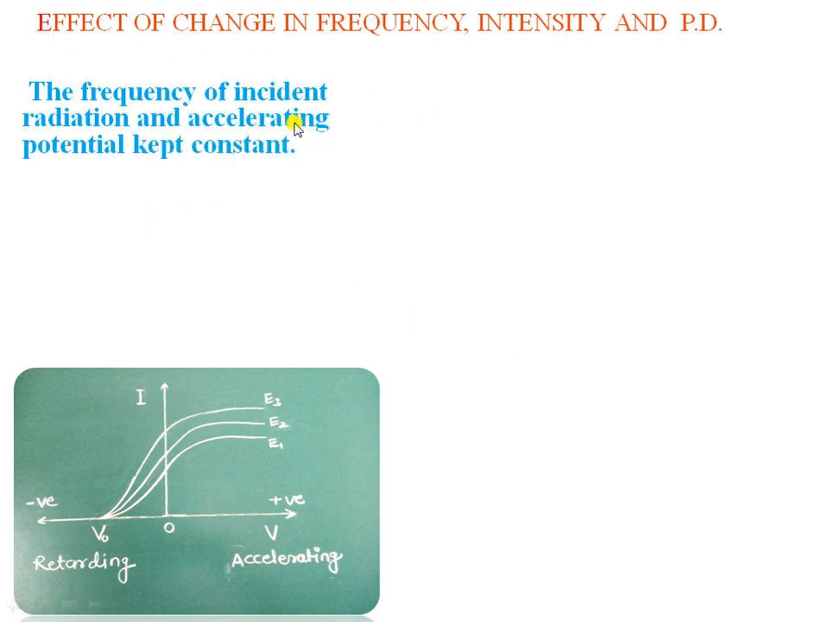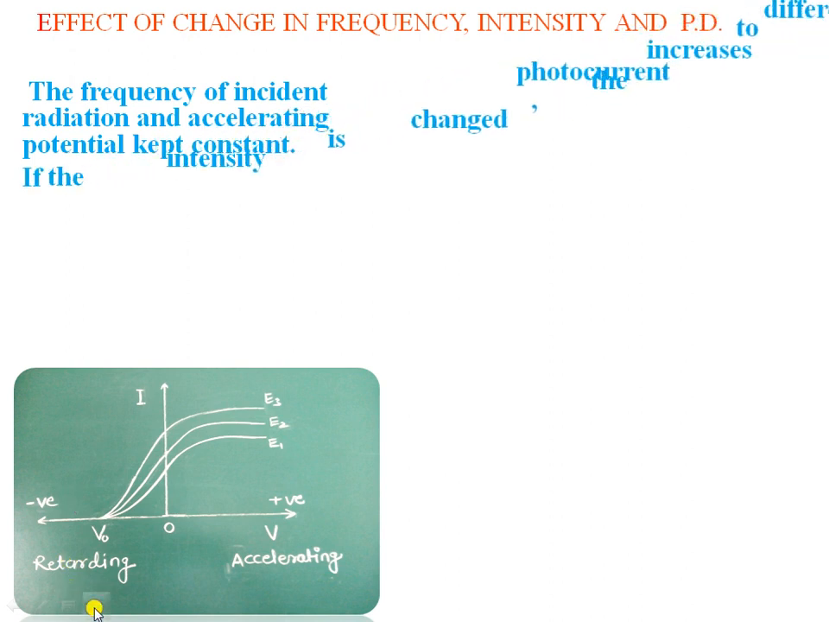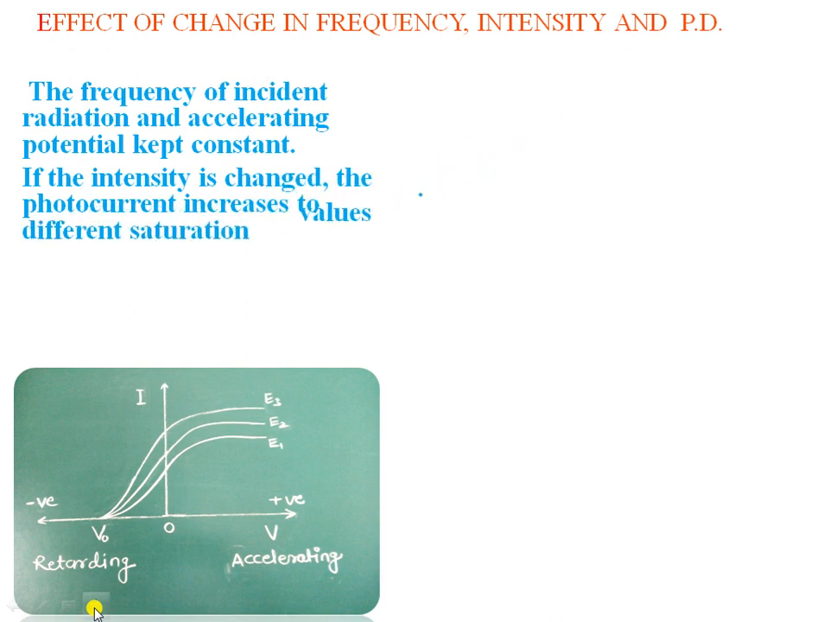See here, if the frequency of incident radiation and accelerating potential are kept constant, and if we go on increasing the intensity, the photoelectric current increases to different saturation values. These are different saturation values for different intensities.